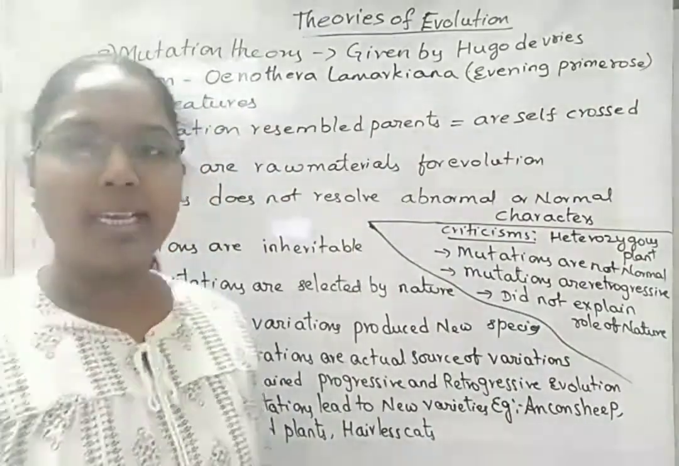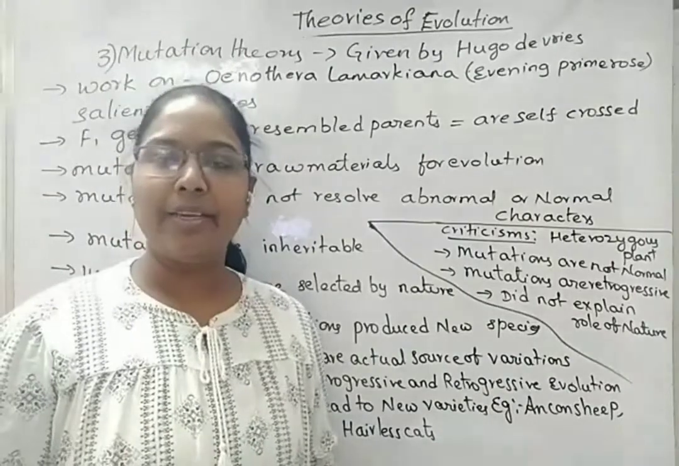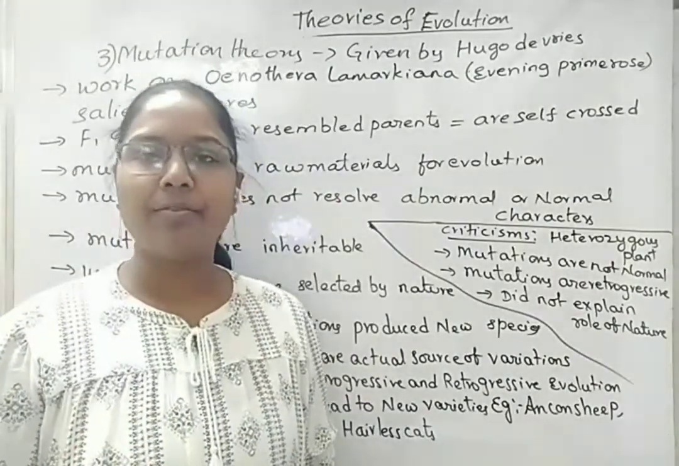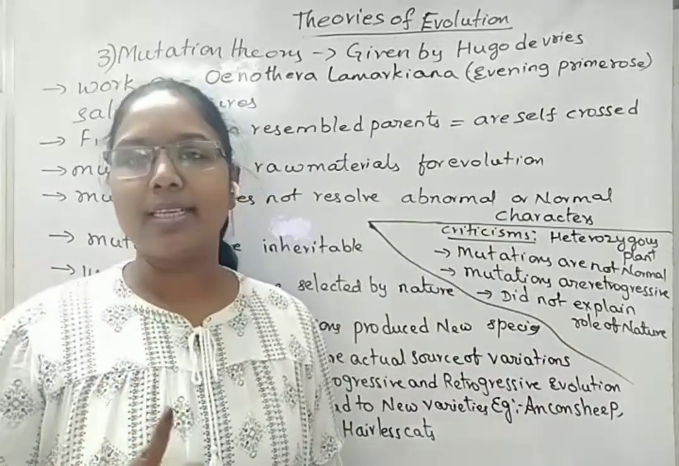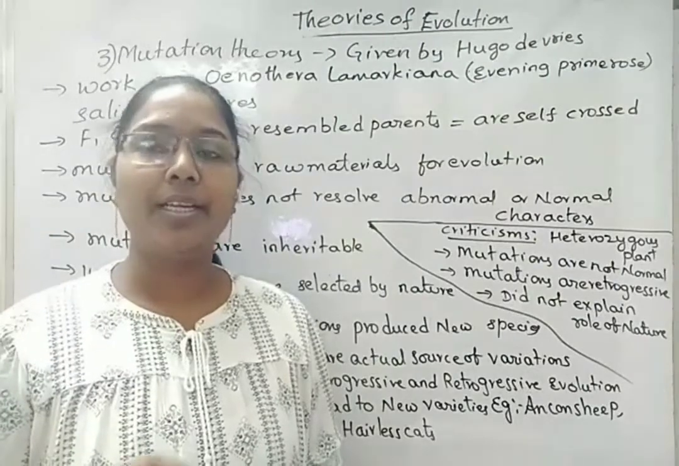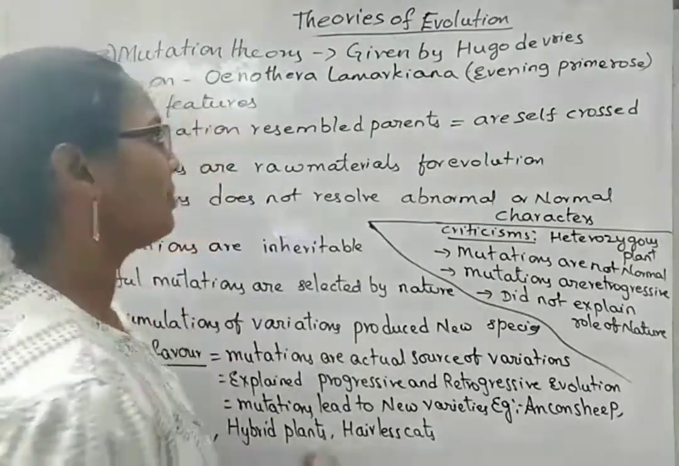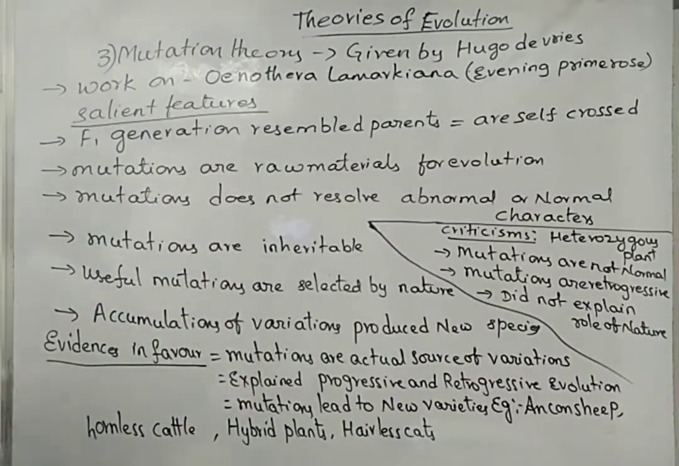Evening primrose is a heterozygous type of plant, meaning it shows many variations in the size and color of the flower. It means that in one single plant we can see different colored flowers with different sizes also. What are the salient features given by Hugo de Vries?